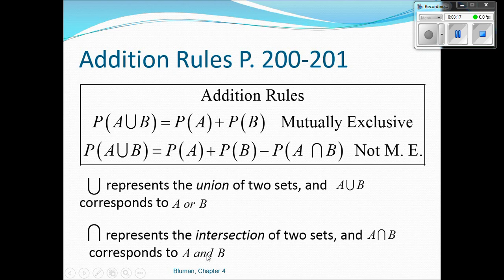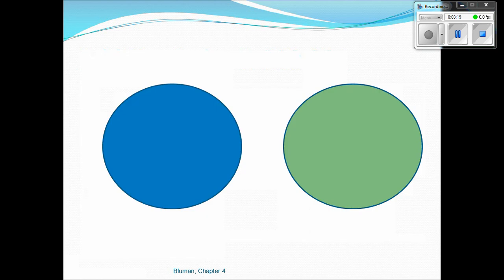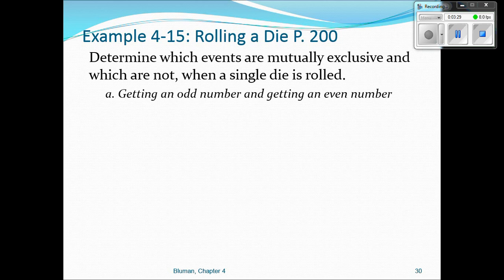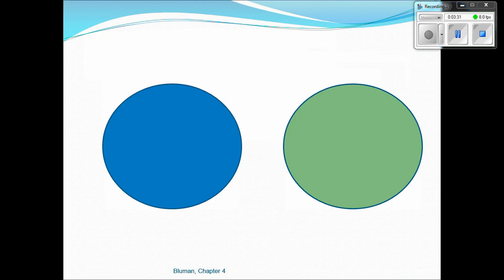I got something on the next slide that kind of explains that a little bit better. So we have two circles here, and this is what's called a Venn diagram. Oops. So I'm going to have to get out of this to change it up. So think of these circles as two separate events, all right? Event A and event B.